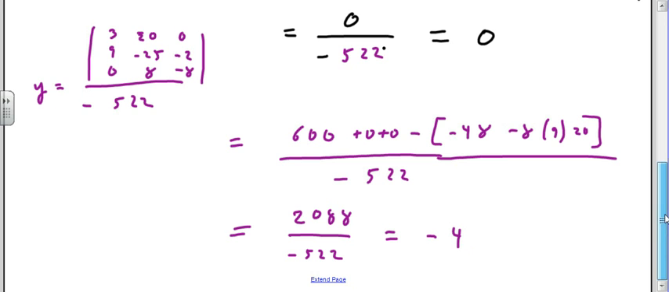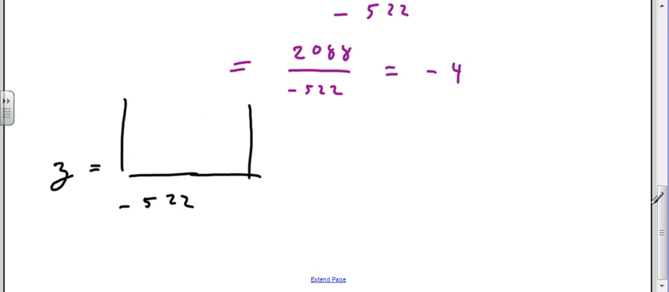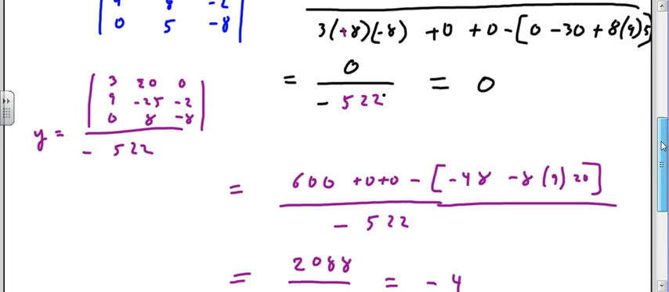Okay, so I got y. Now I'm looking for z. Now at this point you'd normally put x and y back in the equation to get z, but because we're in this chapter of the book, we're gonna solve for z anyway. Okay, so I got minus 522 on the bottom, and on the top I have something that I have no idea what it is because I can't find it.